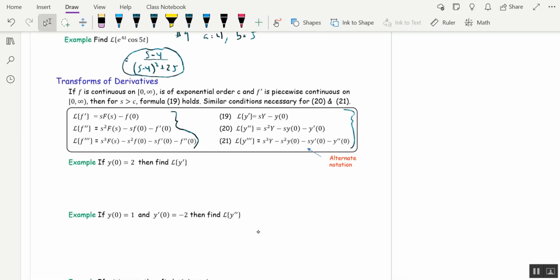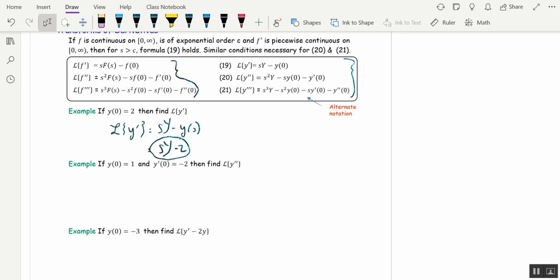If y of 0 equals 2, find L of y prime. All right, so L of y prime by formula 19 is s big Y, and make sure I can tell your big Y from your little y, s big Y minus y of 0. Okay, so that's s big Y minus 2. Piece of cake. All right, L of y double prime, I'm going to use formula 20. That's s squared big Y minus s y of 0 minus y prime of 0. Okay, well that's s squared big Y. Y of 0 is 1, so minus s, and then plus 2.